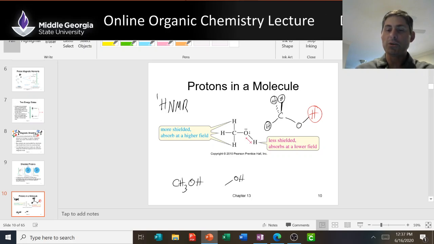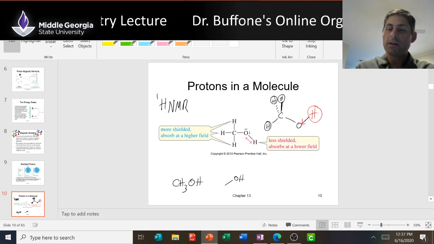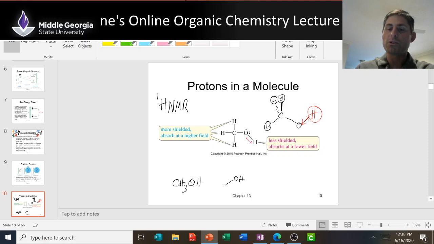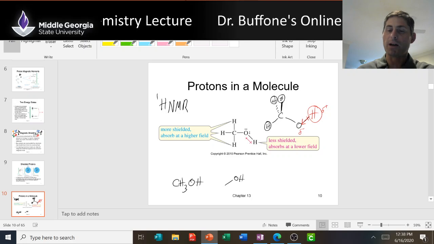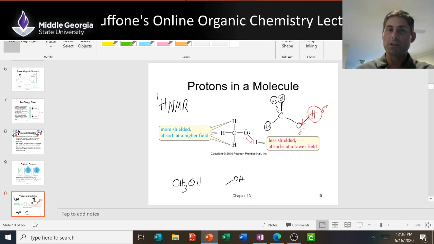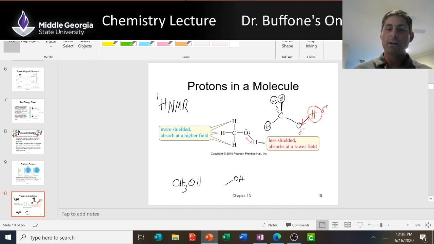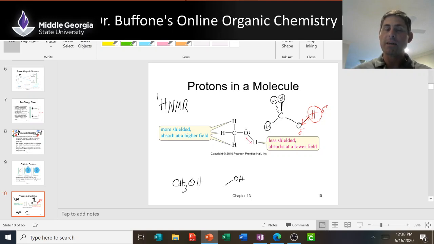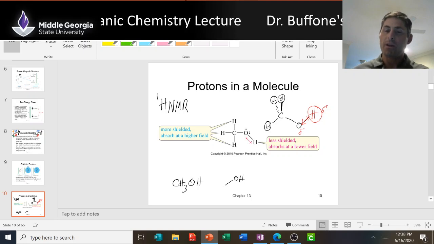So if you look at the shielding, the proton in red is less shielded. Why? Because of induction, the electrons in this bond are being pulled towards the more electronegative oxygen. And the proton is becoming partially positive while the oxygen is becoming partially negative. So because oxygen is very electronegative, it pulls the electrons away from the proton, making that proton less shielded because it has less electrons around it because of induction, right?